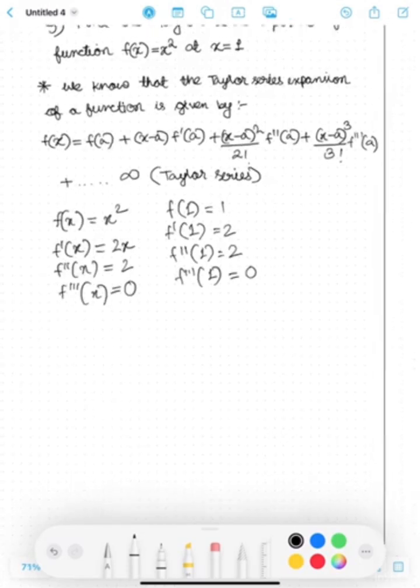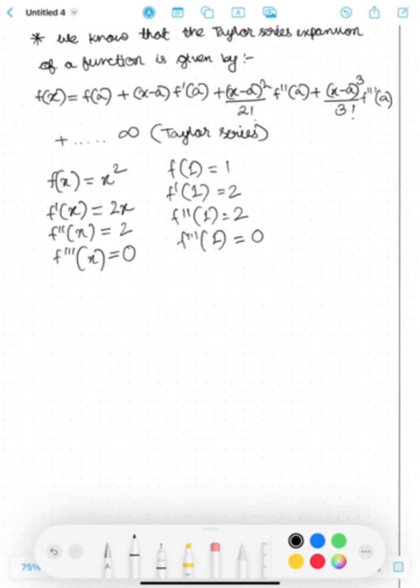So now let us put this in this series, and also let us remember that as it's a Taylor series expansion of a function about x equal to a, therefore a will be equal to 1 as well.